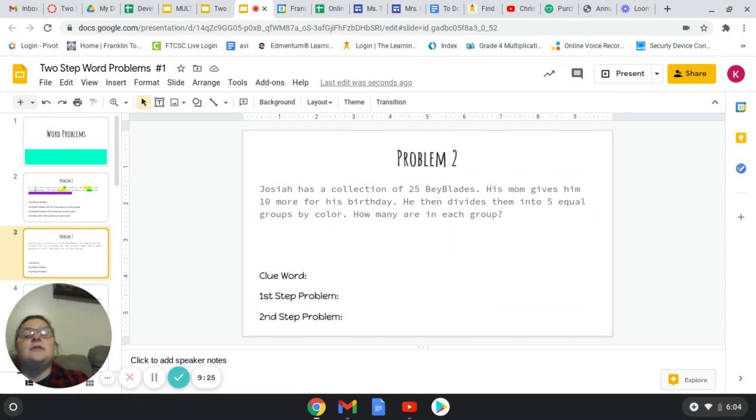So it says that he has a collection of 25 Beyblades, and his mom gave him 10 more for his birthday, and then he divides them into 5 equal groups by color. He wants to know how many are in each group. Okay, so I'm going to follow my cube strategy.